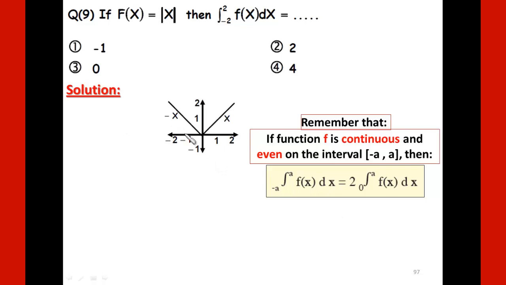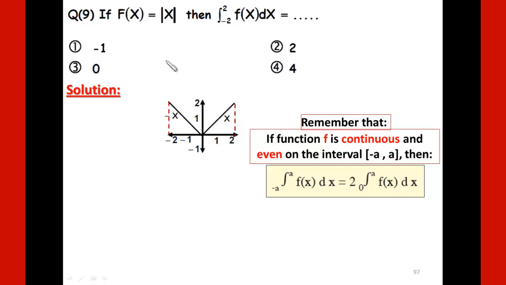And this is the graph of the function f of x equals the absolute value of x, and the integral equals the area under the curve from -2 to 2. Note that the curve passes through the points (-2, 2), (0, 0), and (2, 2).